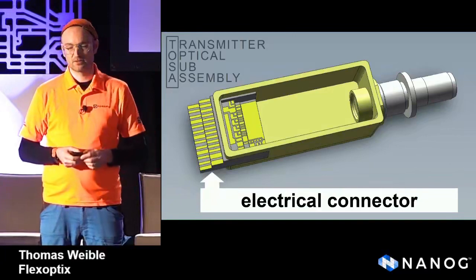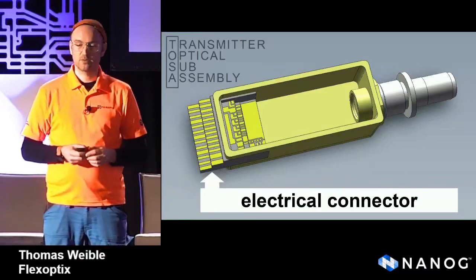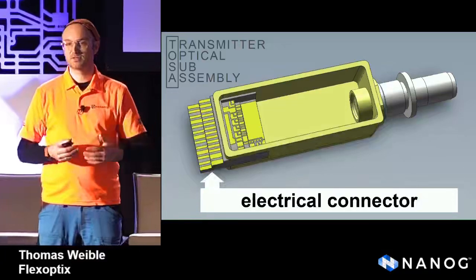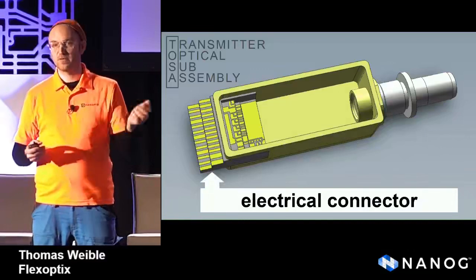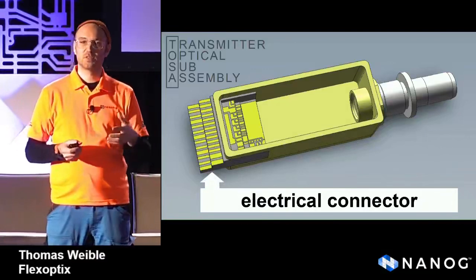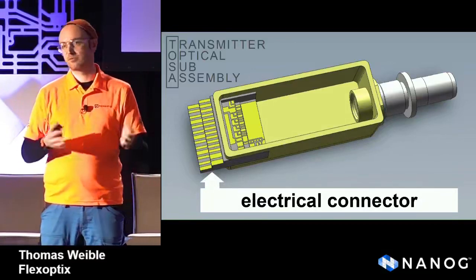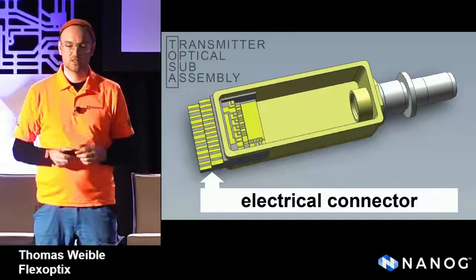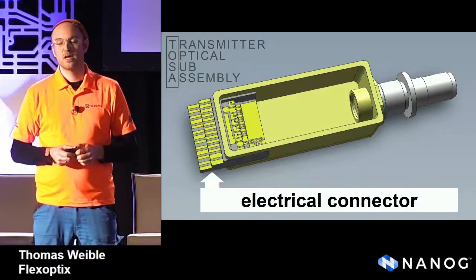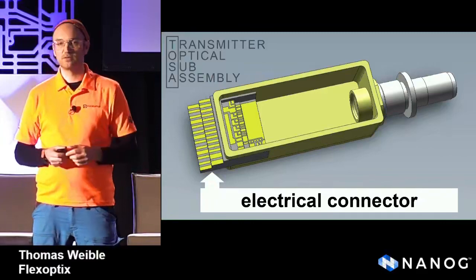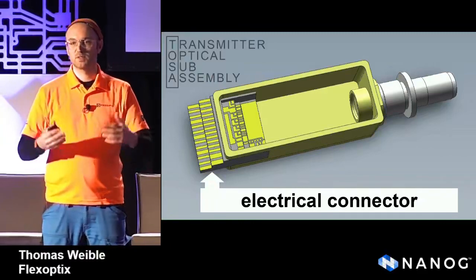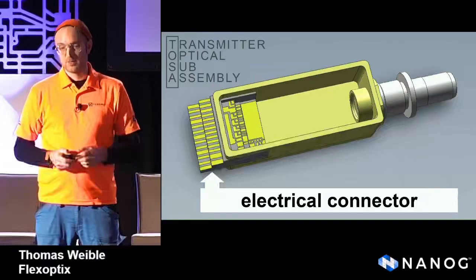We start with the electrical connector at the back, which connects to the PCB of the transceiver itself. That's where we feed in 4 lanes of high-speed signal for a 100 or 400 gigabit transceiver. At the end of the day, the TOSA looks pretty much the same. We have 4 lanes feeding into that TOSA, getting the high-speed signal on the electrical side.